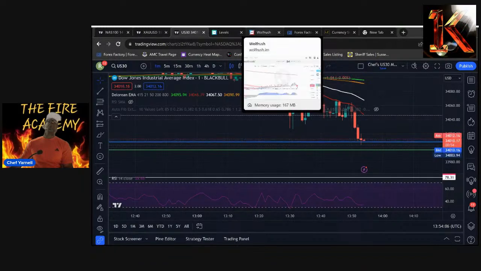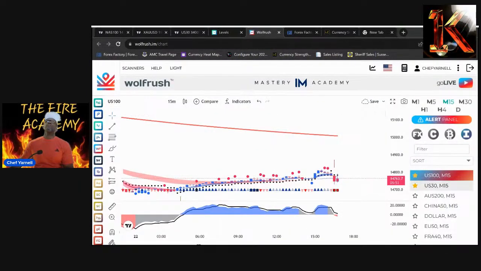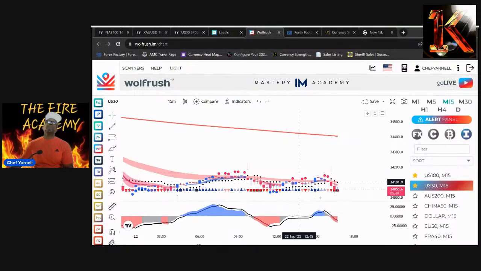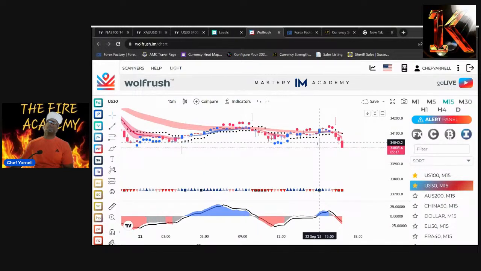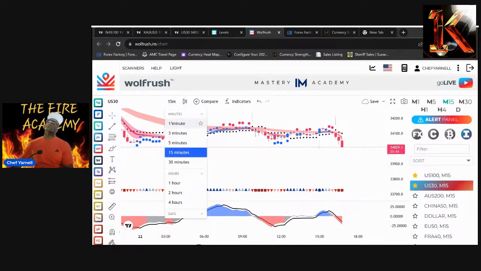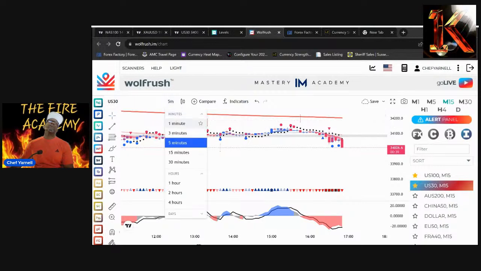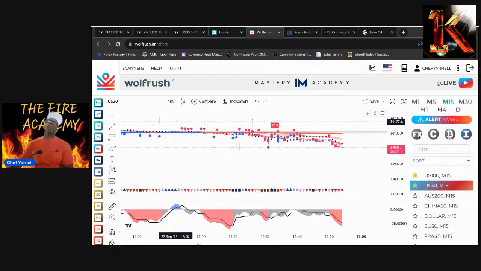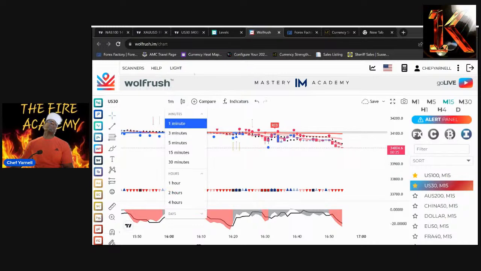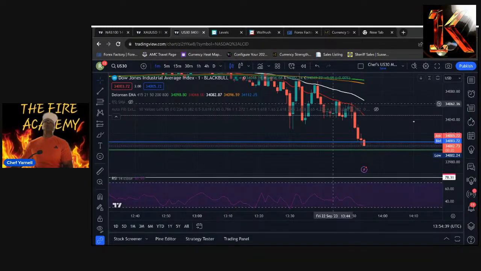US 30 still in a drop. Okay. Let's look at that again. Oh, okay. So Wolf, based on the 15, 5 minute and the 1 minute, Wolf still has US 30 selling. I won't believe it's buying until it crosses the red line. Once it crosses that red line, then I'll leave it for the buy for real. But right now, Wolf still has it selling. So we'll capitalize. Oh, and there's my green line.